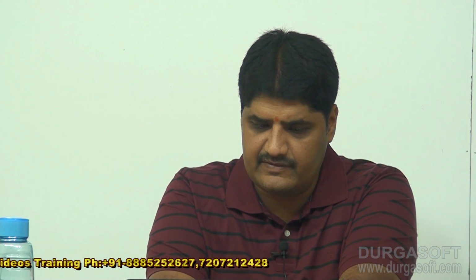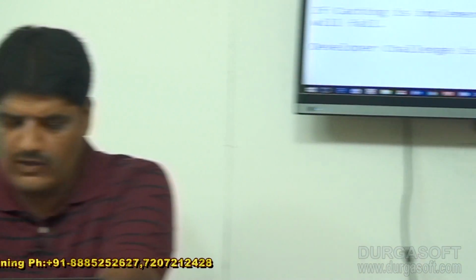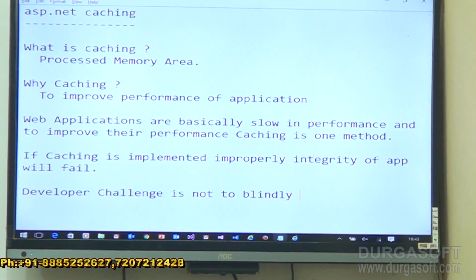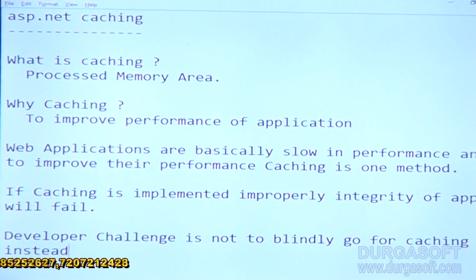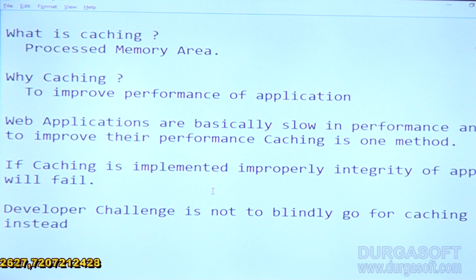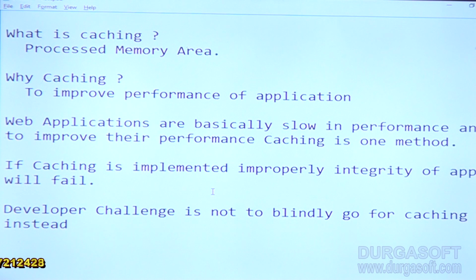So why is cache important? If implemented improperly, the integrity of the app will fail. So what is our challenge? The developer challenge is not to blindly go for caching. Yes, you can. In the next class we'll do one cricket score demo. The most important caching, data caching, we'll do with the score. Developer challenge is not to blindly go for caching.